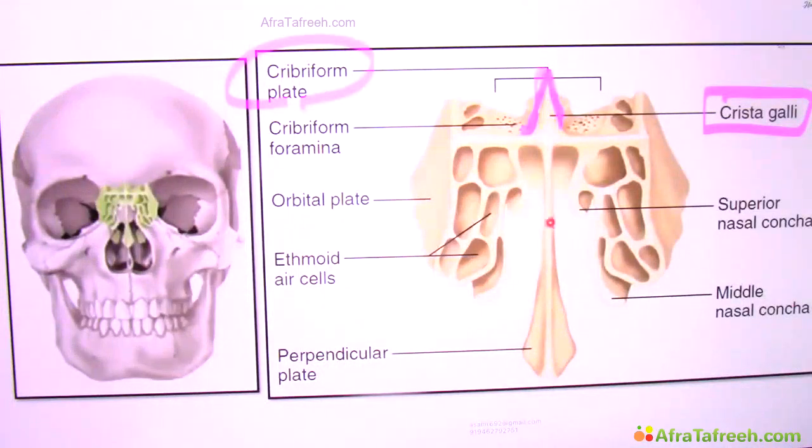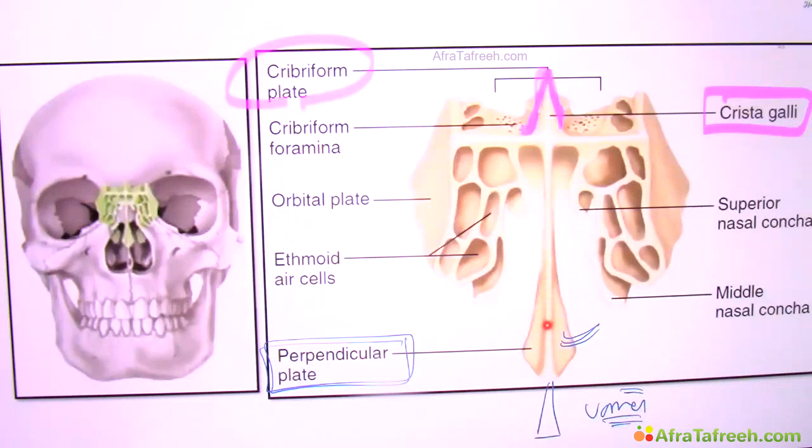There's also a downward projection. What is that? The perpendicular plate of the ethmoid. What is it doing? It forms the nasal septum from above. If it forms the nasal septum from above, then which bone is below? That will be the vomer bone. The vomer is a separate bone contributing to the nasal septum in the midline from below, and from above it is the perpendicular plate of the ethmoid bone.